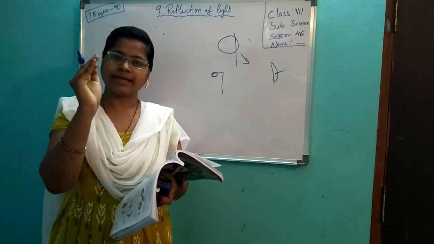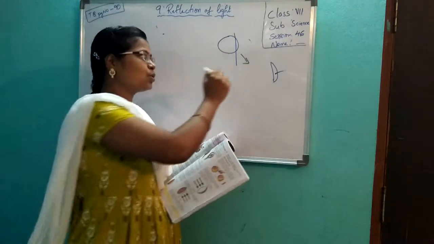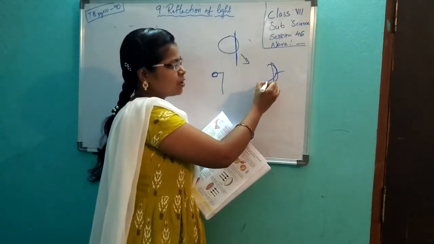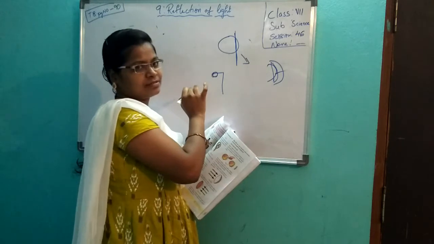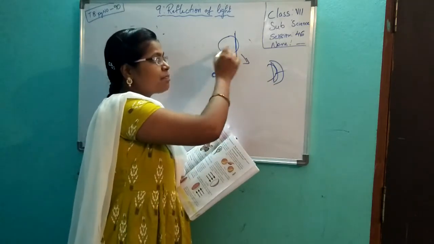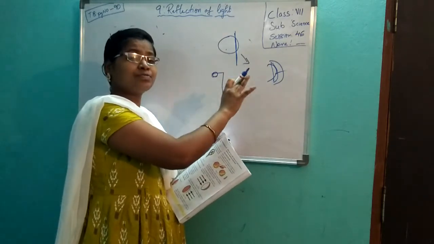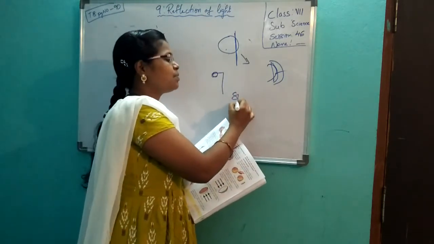Okay, it will be like this. Why have I shown you this? When you cut this, you will get a piece like this. This side it will be concave. This side will be convex. Yes or no? They are part of a sphere. This convex and concave are part of a sphere. So they are named as spherical mirrors.